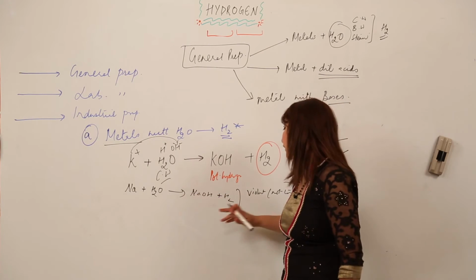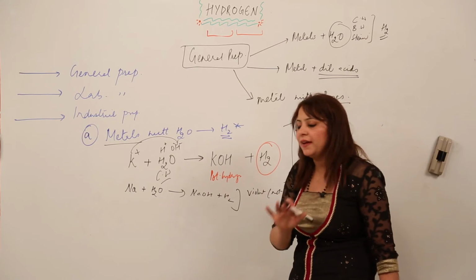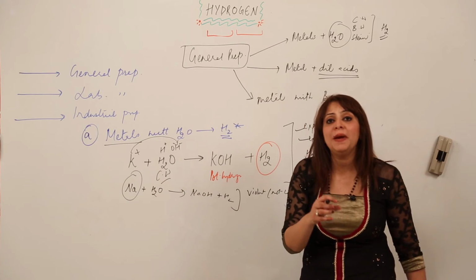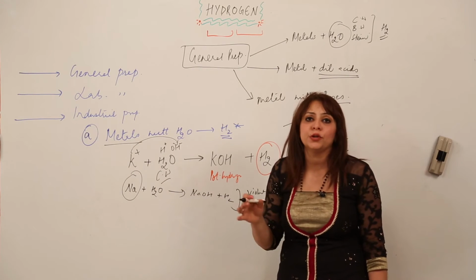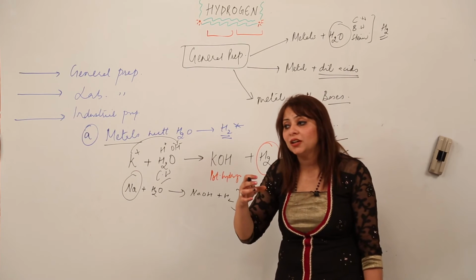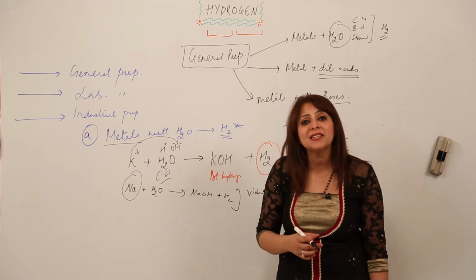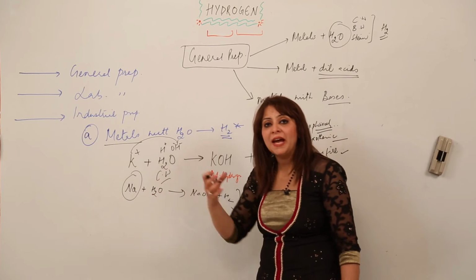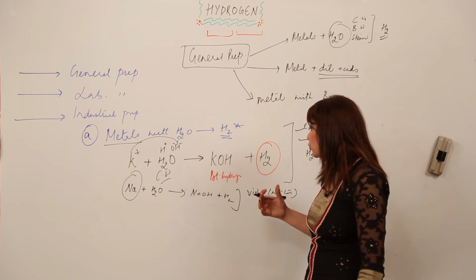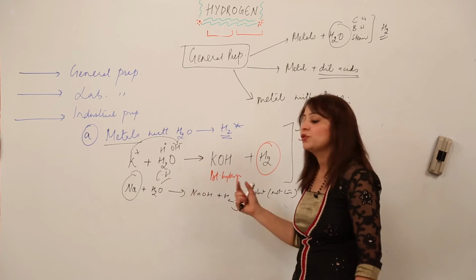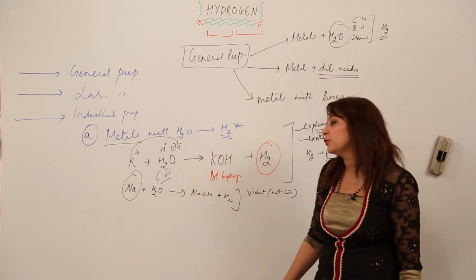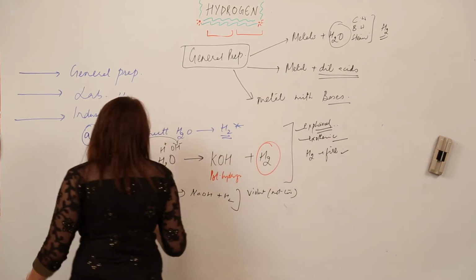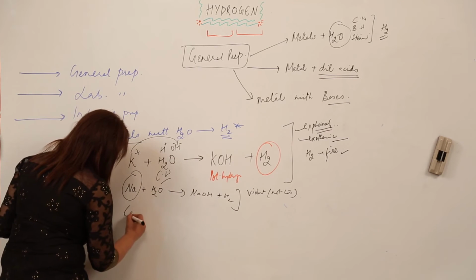In this reaction, the reaction is violent and explosive, and moreover sodium melts into a globule and darts on the water. So the collection of the hydrogen gas becomes very difficult in that case. To avoid that, we use sodium wrapped in something, so that it does not dart on the water and the hydrogen can be collected easily. But still it is not a good method, because again it is exothermic and can be violent, right?